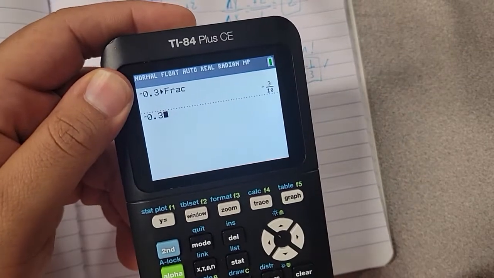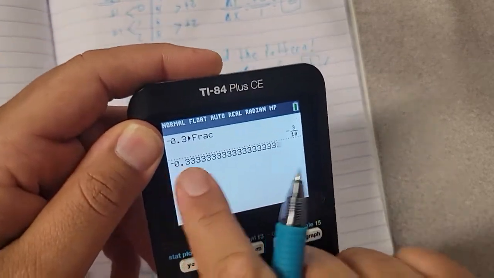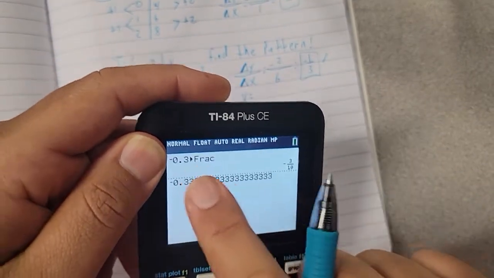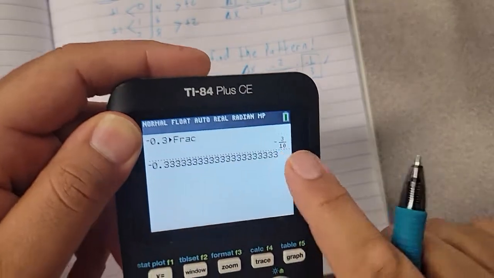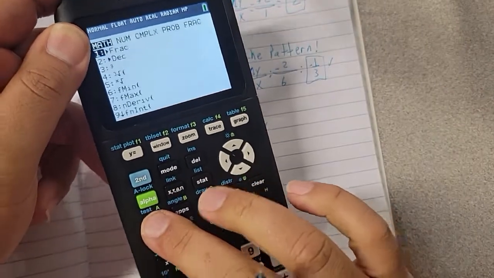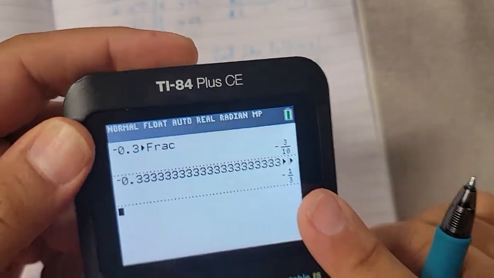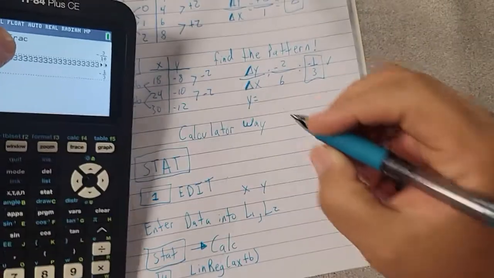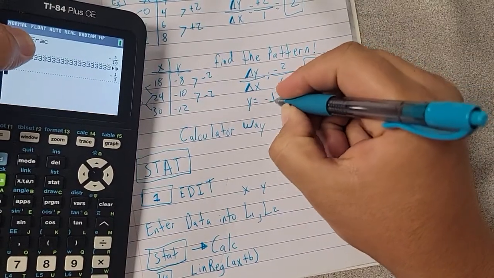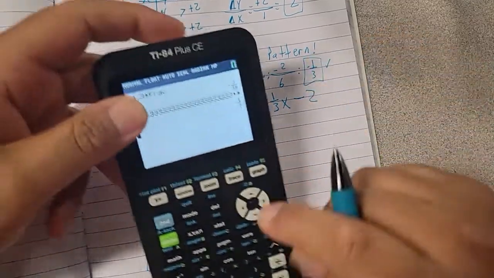So watch this. You have to put -0. And then fill up the whole line. All right. You need at least to have 12 repeats. The calculator doesn't know it's repeating. So I just like to fill the line up, and then push math, enter, enter, math, enter, enter. So that's the real fraction. So be careful, guys. There's a difference between putting 1/3 and repeating. So it's -1/3 x, and then -2 because that b part was -2.